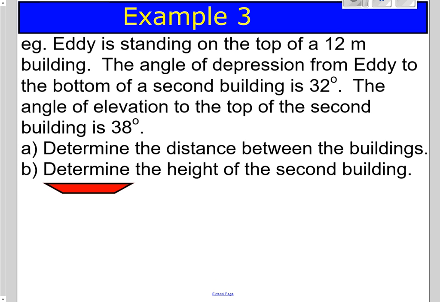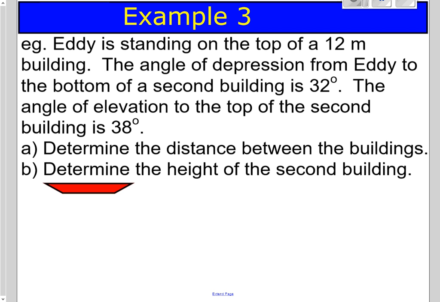Eddie is standing at the top of a 12-meter building. The angle of depression from Eddie to the bottom of the second building is 32 degrees. The angle of elevation to the top of the second building is 38 degrees. Determine the distance between the two buildings.